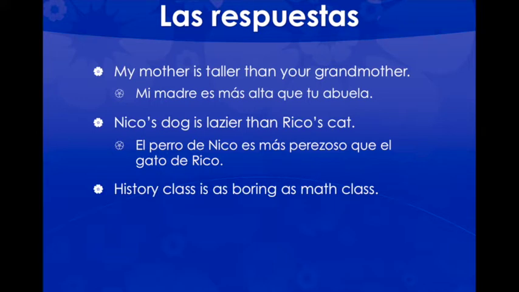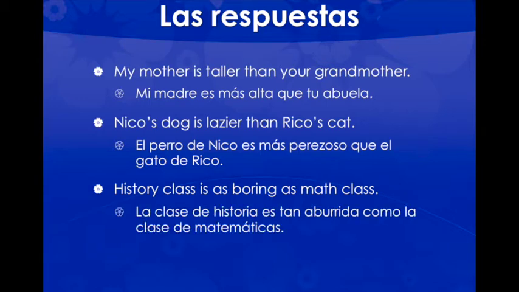History class is as boring as math class. La clase de historia es tan aburrida como la clase de matemáticas. Notice how aburrido now agrees with la clase, so it becomes feminine. La clase es aburrida.